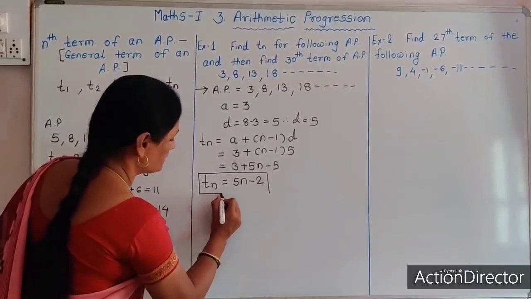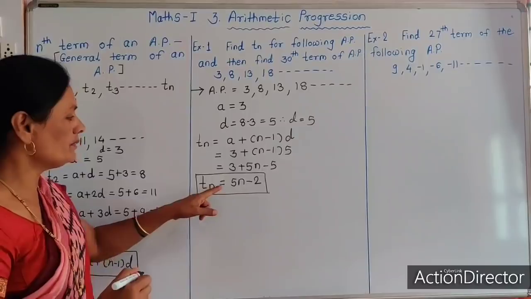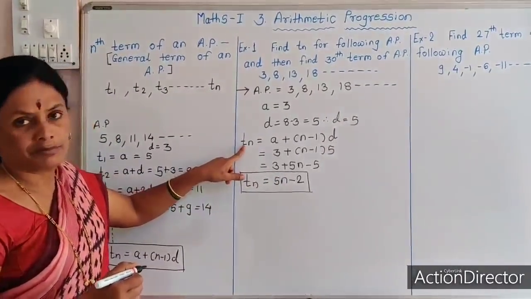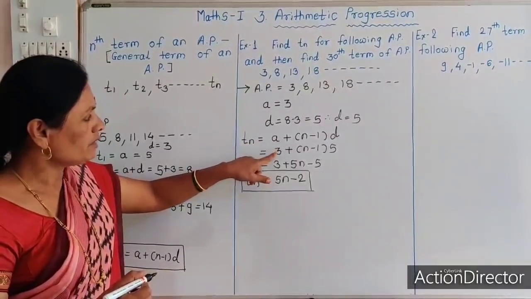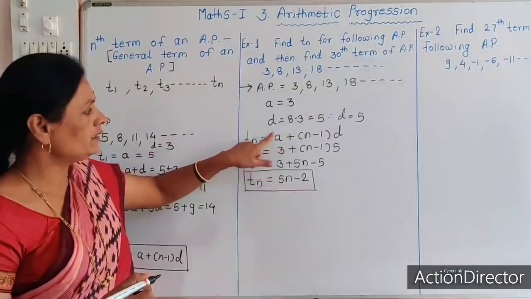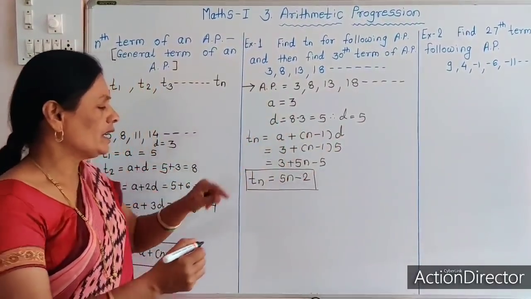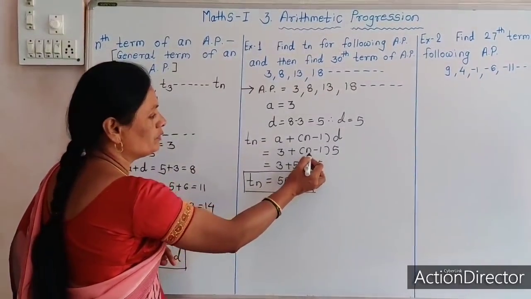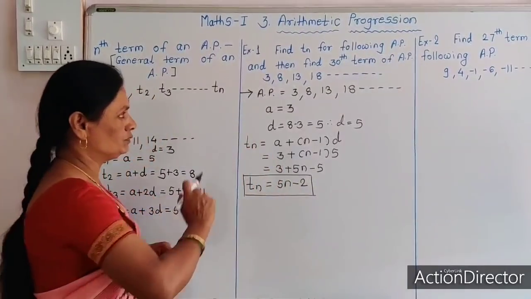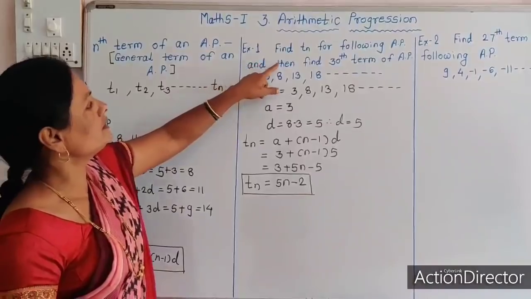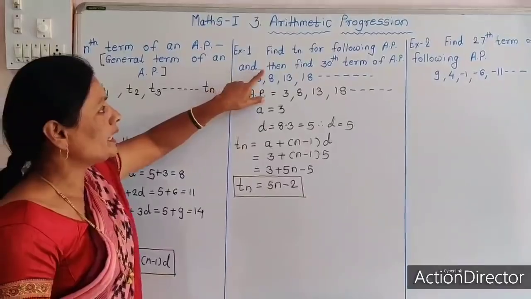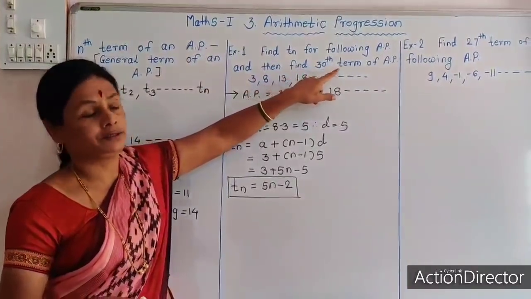We get the first answer, that is the value of Tn. Look here again. First we write the formula, and in that formula we put the value of A. A is 3, D is equal to 5, and we solve this bracket. 5n minus 5. Minus 5 and plus 3 becomes minus 2. Here the question is: find Tn for the following AP and then find the 30th term.